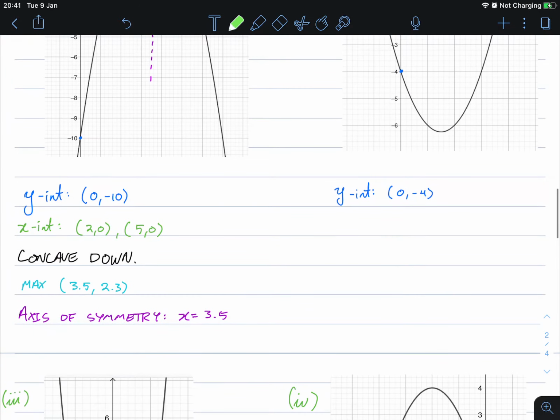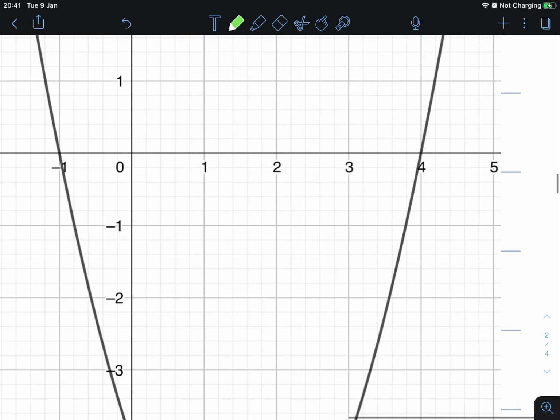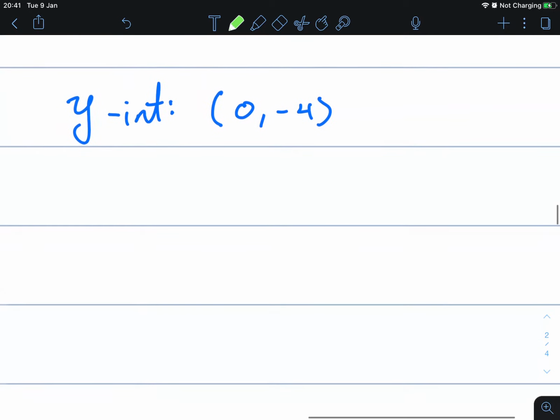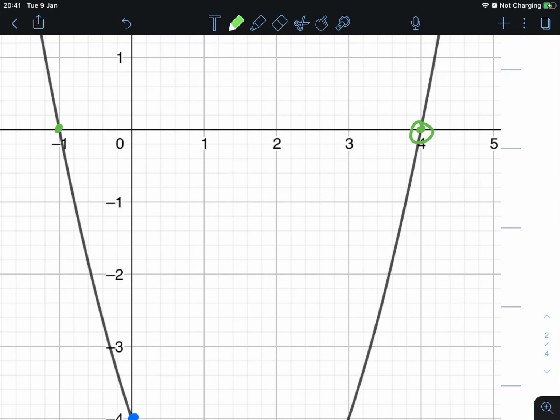Let's find our x-intercepts. It's very clear to see where our graph crosses the x-axis along here. We have 2 points, one here and one here. The x value here is negative 1. So our x-intercept is at negative 1, 0. And this next one is at 4, 0.